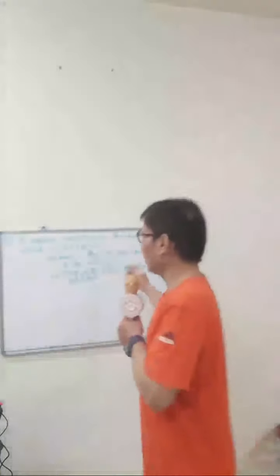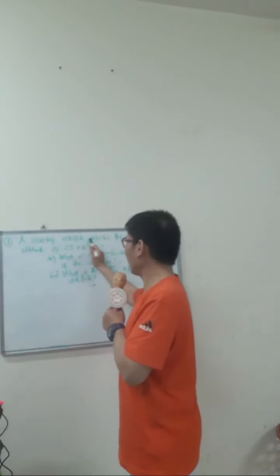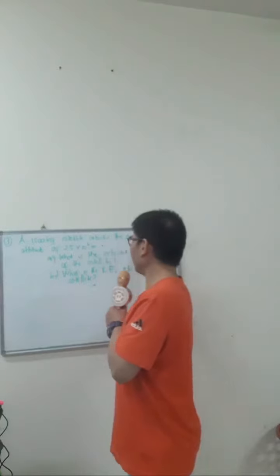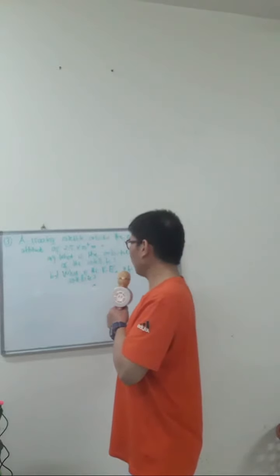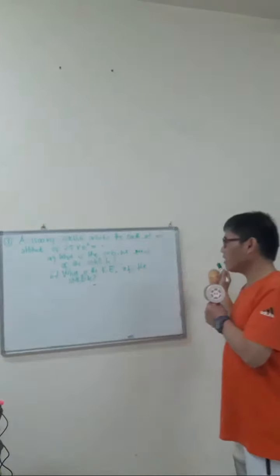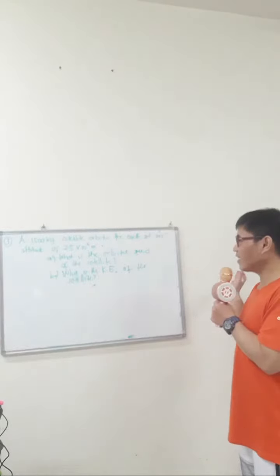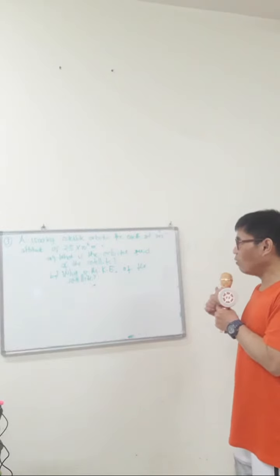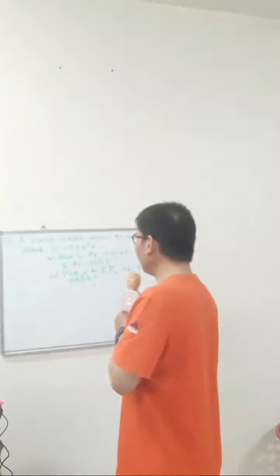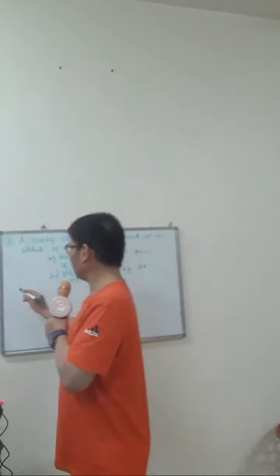A 1,500 kilogram satellite orbits the Earth at an altitude of 2.5 times 10 to the 6 meters. A: What is the orbital speed of the satellite? B: What is the kinetic energy of the satellite? Okay, so, given.